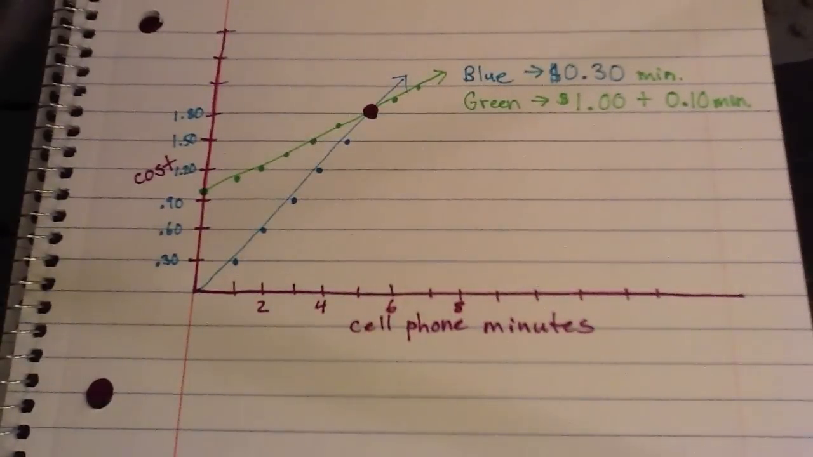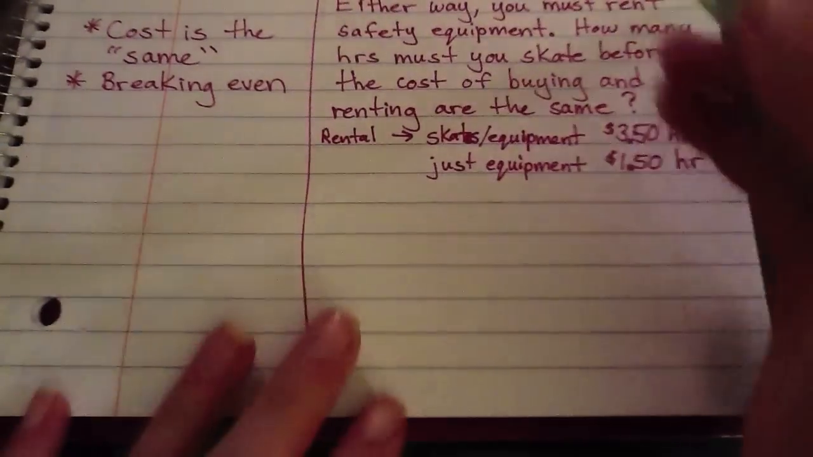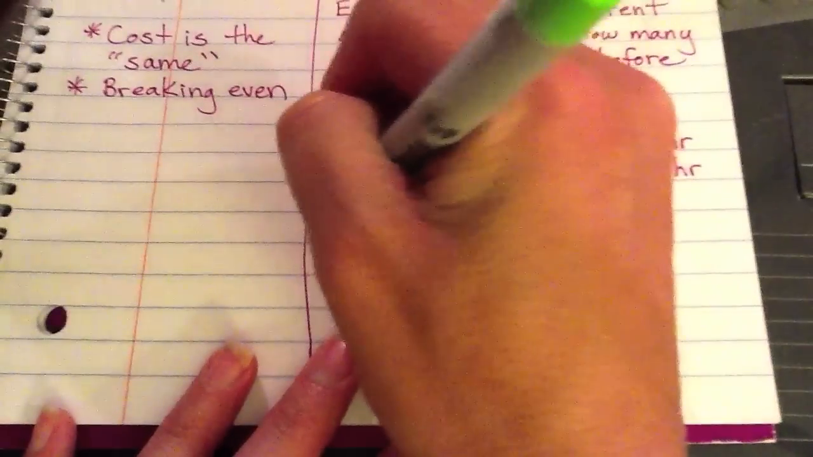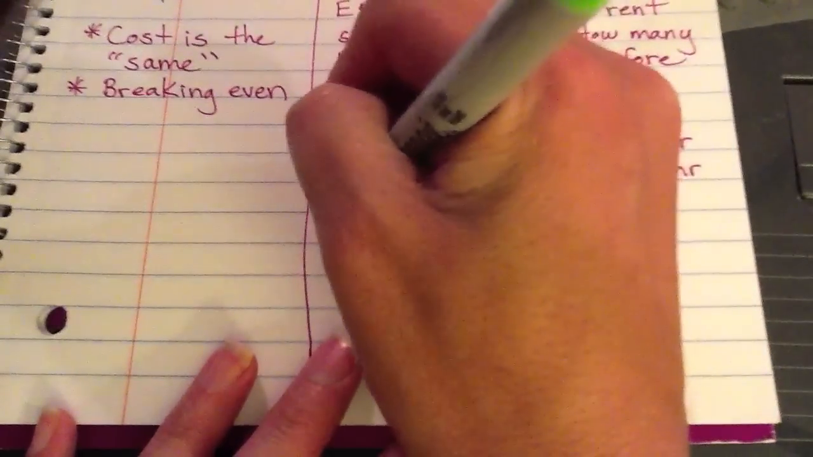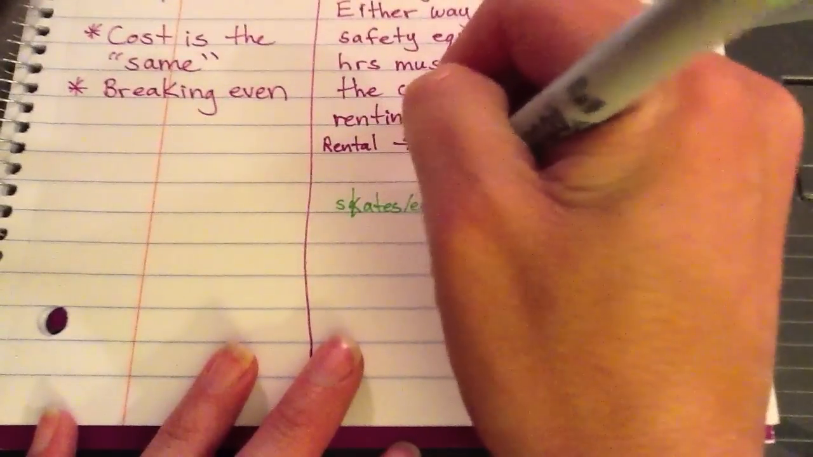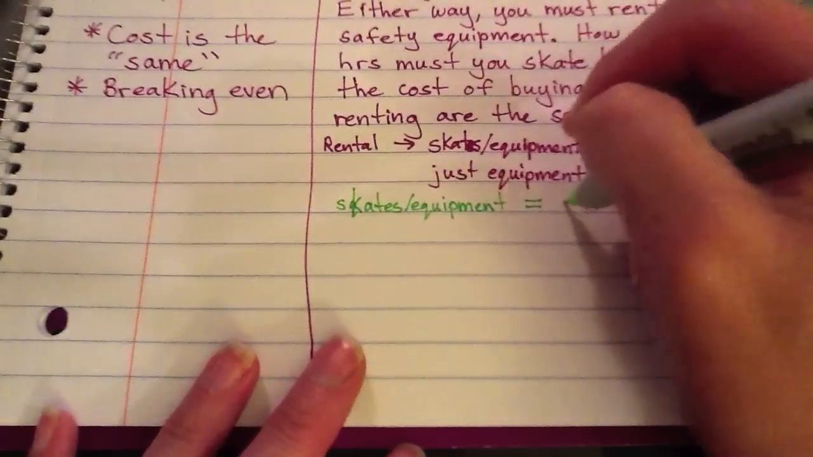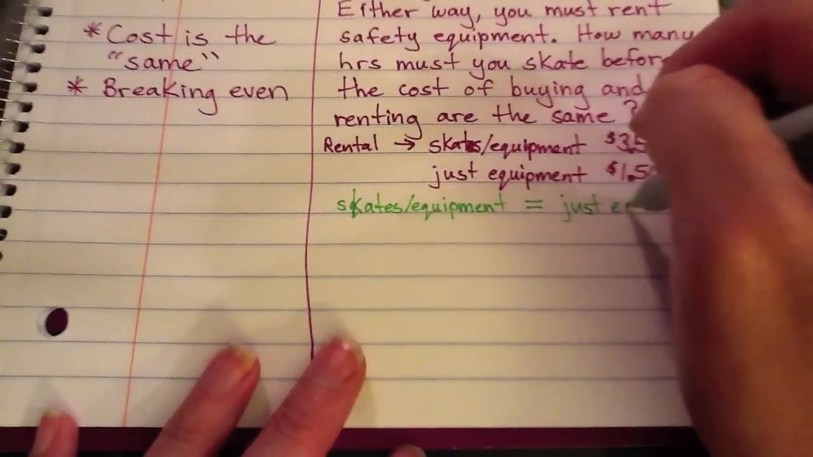So now let's go ahead and look at example 2. What you're looking at here is, you need to set these equal. So you need to think about skates and equipment being equal to just equipment.